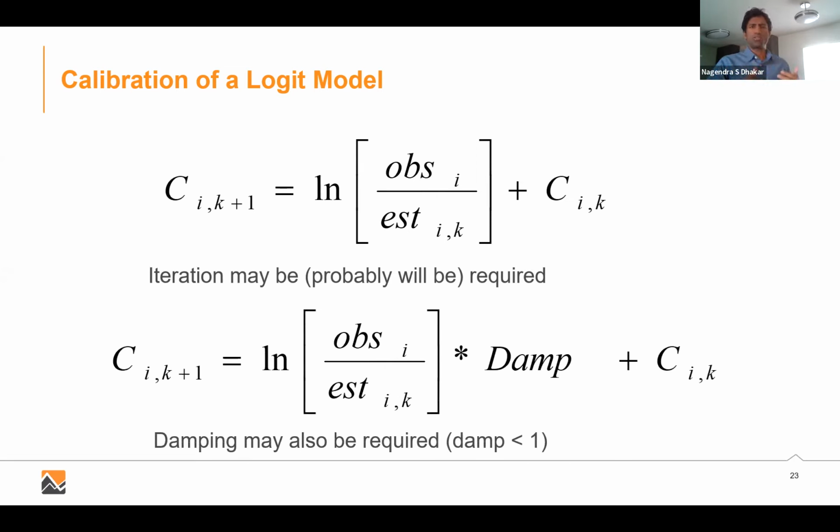Sometimes, depending on how sensitive the model is, you may also have to put a damp factor on that adjustment, which is the natural log of the ratio. Typically it is less than one if your model is very sensitive, but it could also be greater than one if you want to quickly reach the match between the model and the survey data.